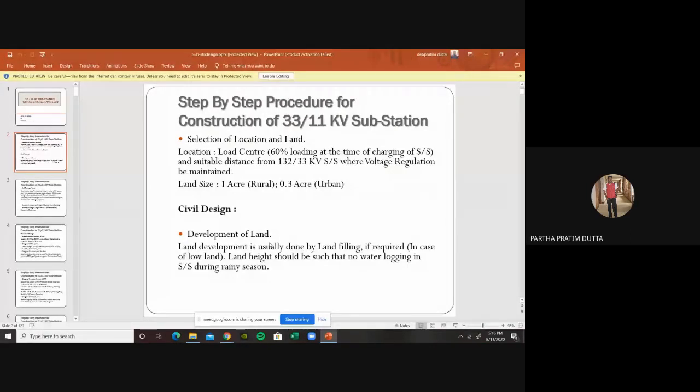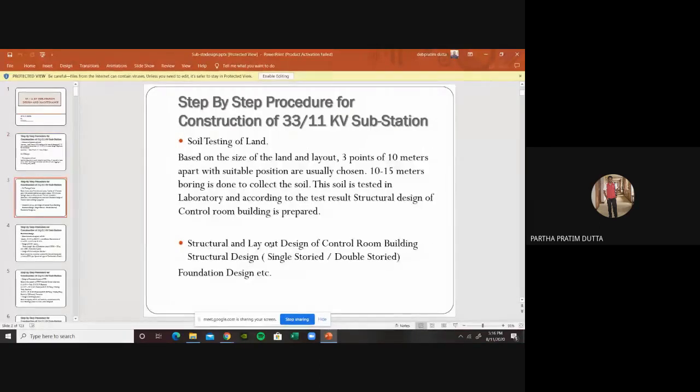In case we find it is low land, and if there is huge water logging, which can happen in the rainy season, what we do usually is the land filling in a proper manner. Next, the soil testing of the land is done.